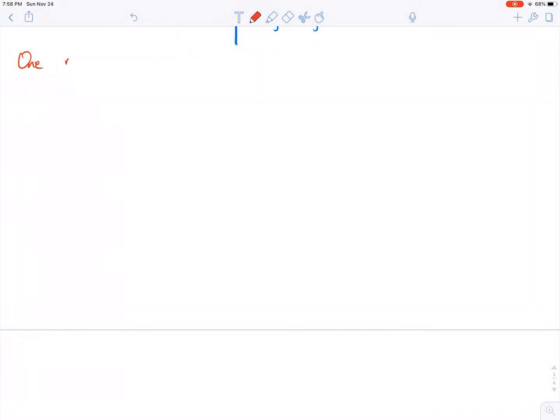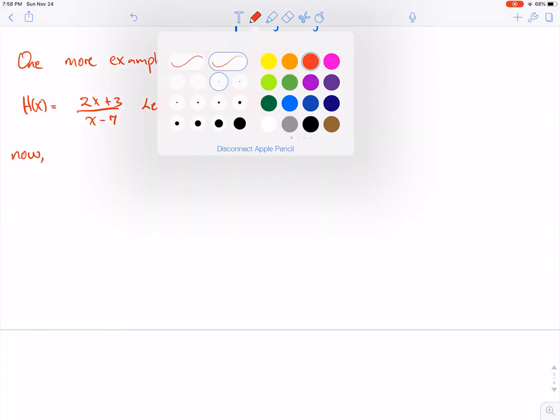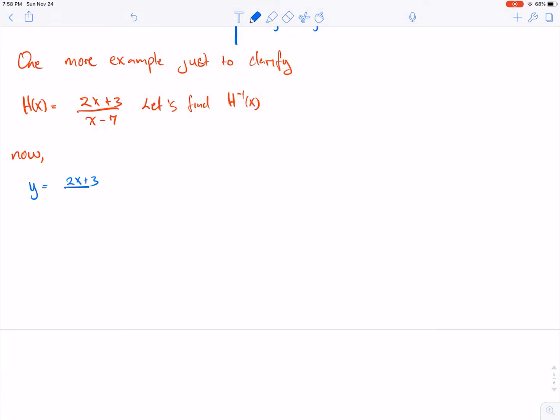In our next example, we say that h of x is equal to 2x plus 3 divided by x minus 7. And let's find h inverse of x. Now, our first step is to let y equal 2x plus 3 divided by x minus 7, and then we want to interchange x and y, so this means x is equal to 2y plus 3 divided by y minus 7, and then we take our y minus 7 from the denominator on the right hand side and we take it to our left hand side, which gives us x times y minus 7 equals 2y plus 3.